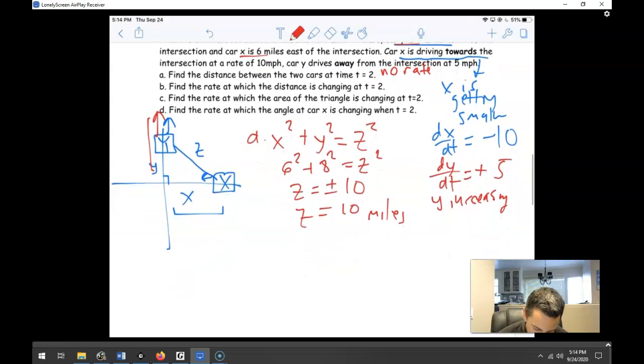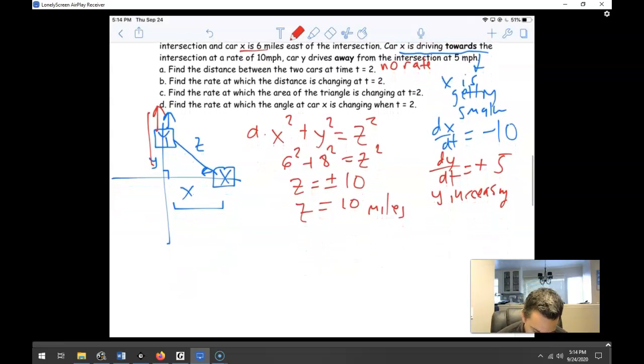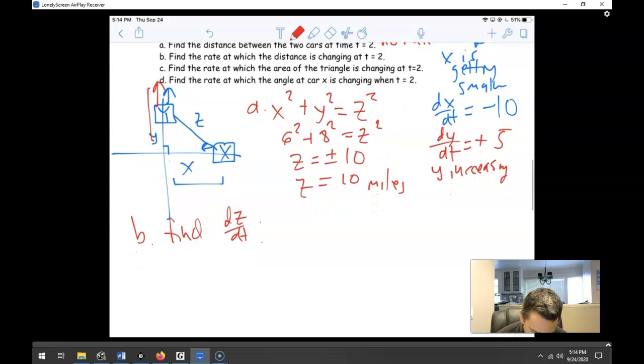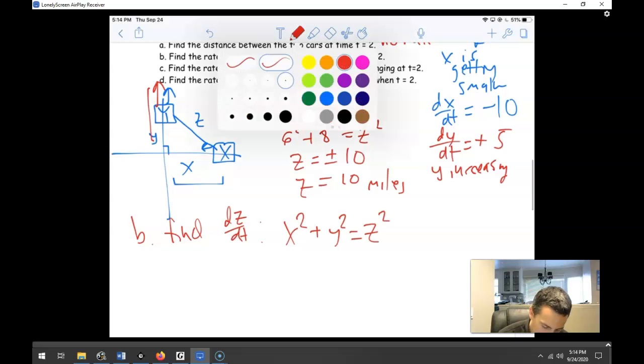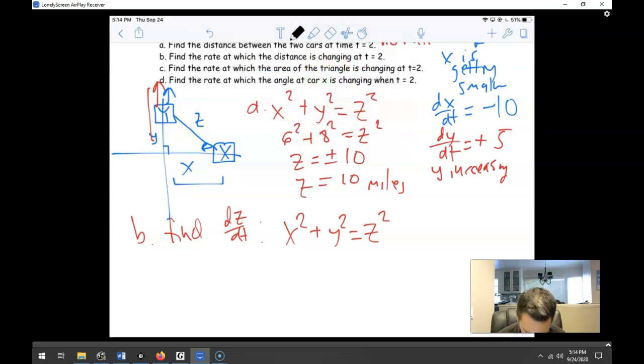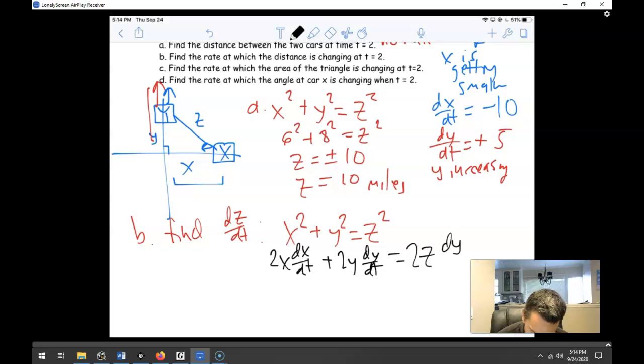Okay. Now, part B, find the rate at which the distance is changing. So now we have a rate. Now they're asking me to find dz/dt. All right, so again, I'm going to start with x squared plus y squared equals z squared. Now, when I need to find that dz/dt, I need to go ahead and take a derivative. So that's saying 2x dx/dt plus 2y dy/dt equals 2z dz/dt. Okay, now I'm going to divide a 2 off from everything.